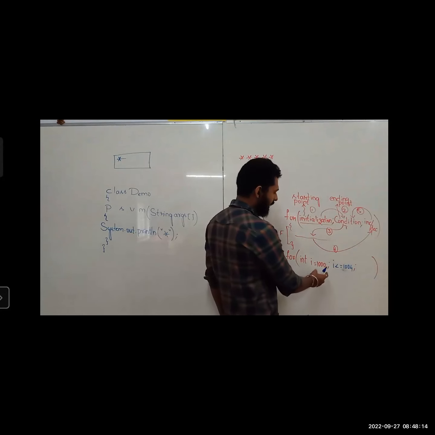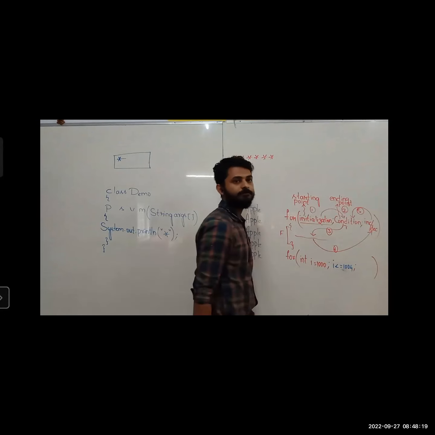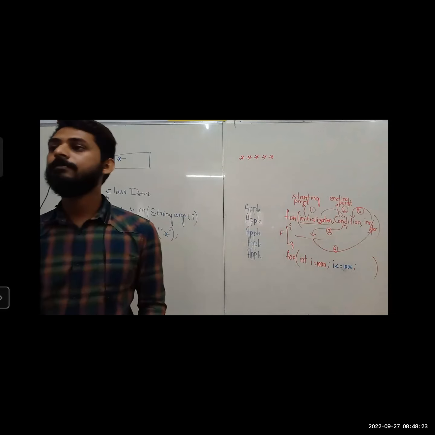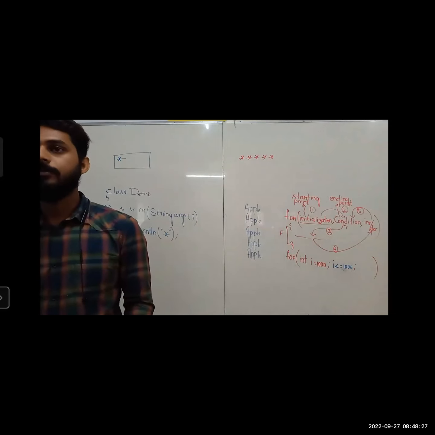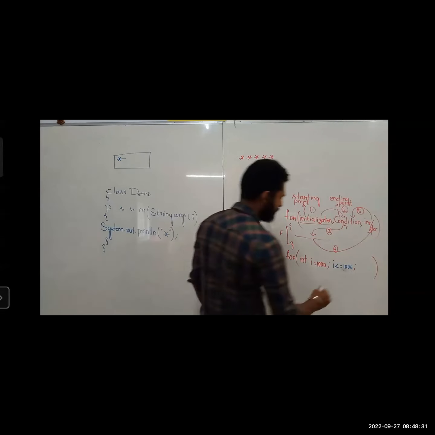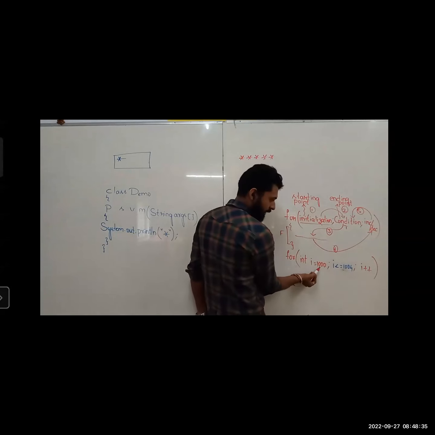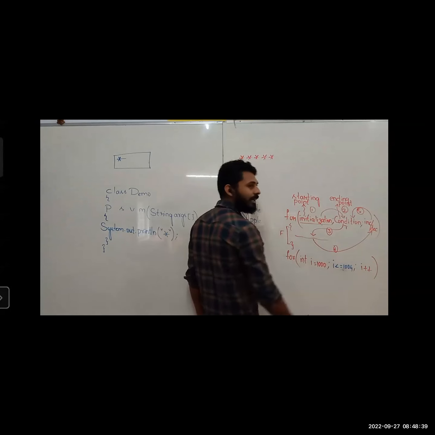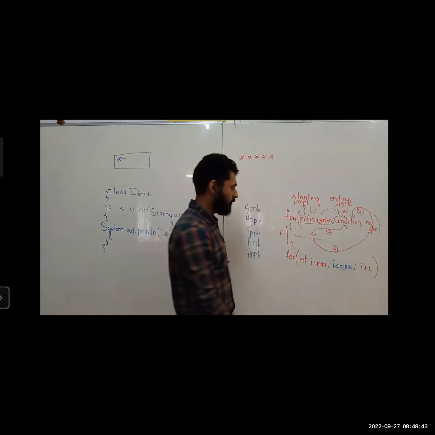Now you observe and tell me, starting from 1000, if I want to reach till 1004, should I increment or should I decrement? Increment, sir. Starting from here, if I want to reach here, then definitely I should increment the value each time. Yes or no?